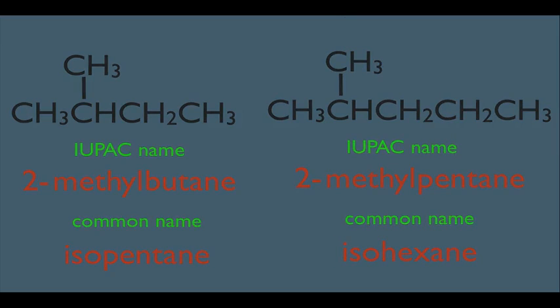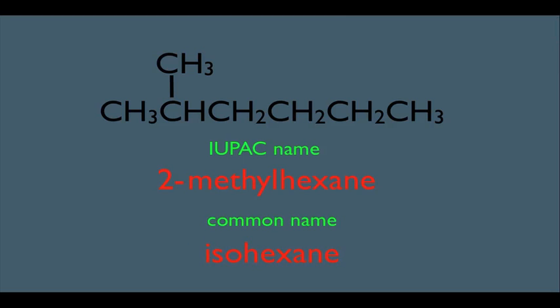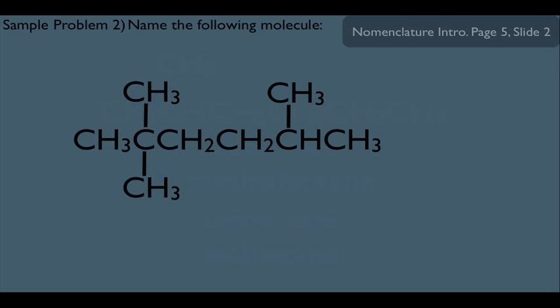And another example here, just to be safe, is this molecule right here. It happens to be 6 carbons long with a methyl on carbon 2. That would make its IUPAC name 2-methylhexane, making its common name isoheptane. Now, let's get back to our IUPAC nomenclature here. Remember, I want to show you different situations that you might find yourself in and what to do about them.